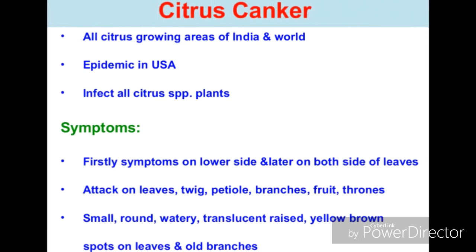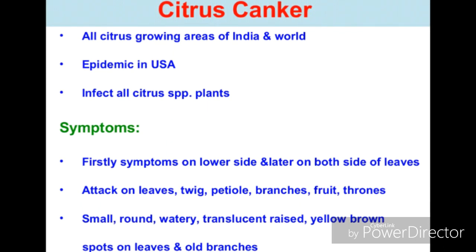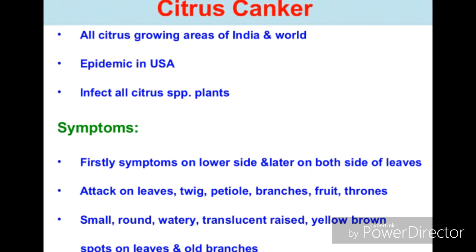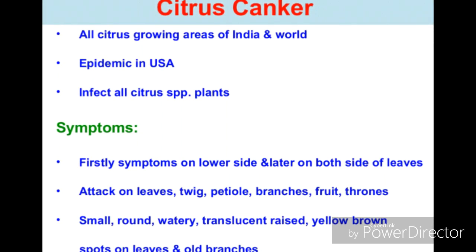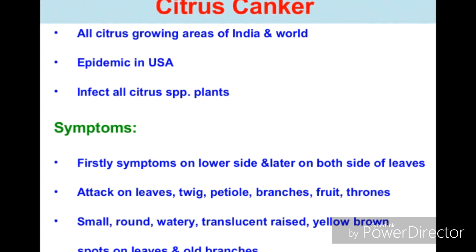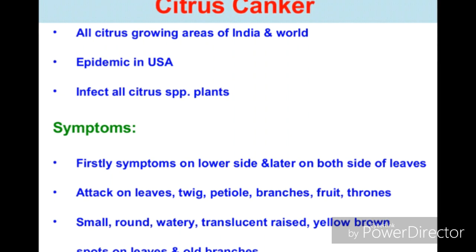Symptoms appear first on the lower side and later on both sides of the leaves. Both sides of leaves means abaxial and adaxial. It attacks leaves, twigs, petioles, branches, fruit and thorns. Small, round, watery, translucent, yellow-brown spots appear on leaves and old branches. From these kinds of symptoms you can tell that citrus canker is spreading in our plant. Now we are going to talk about all the other symptoms.